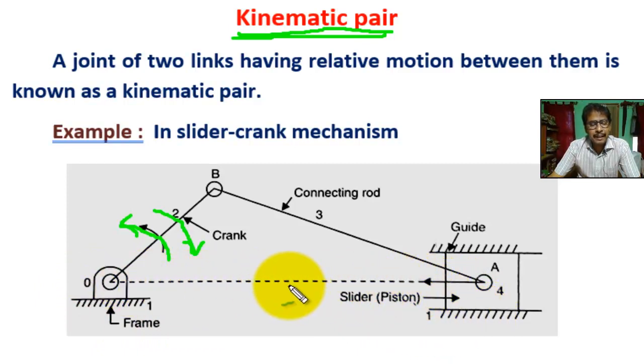1, they constitute, তারা তৈরি করেছে একটা পেয়ার। 3-4 একটা পেয়ার, 4-1 একটা পেয়ার, 1-2 একটা পেয়ার, 2-3 একটা পেয়ার। ওকে, it is clear? Thank you.